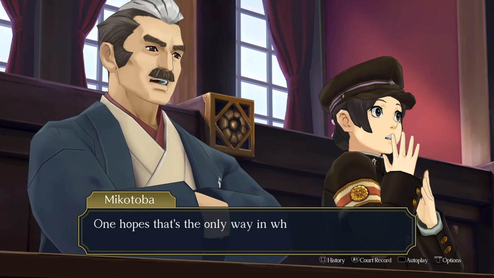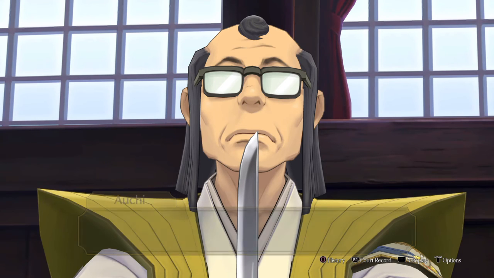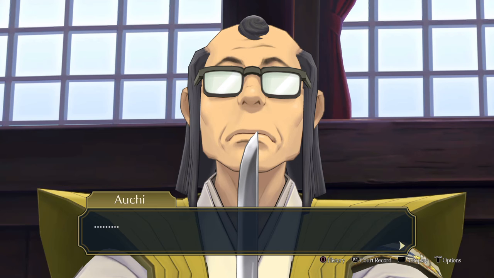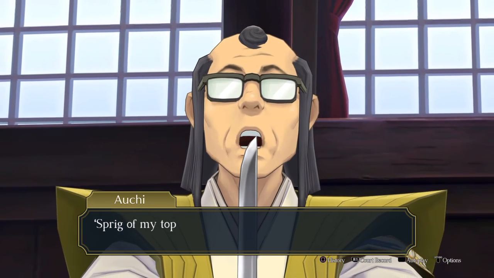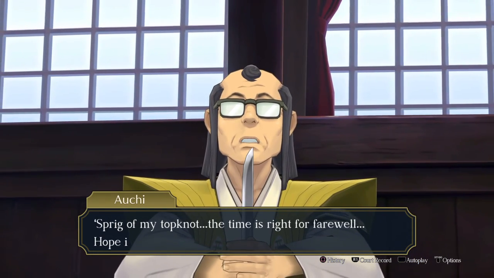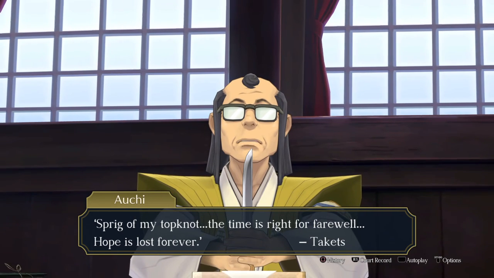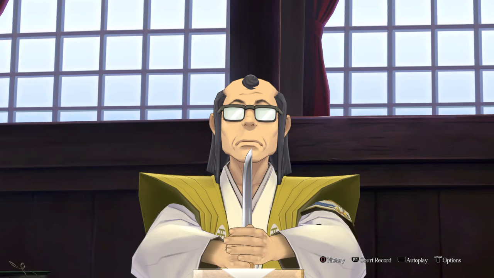Auchiism? One hopes that that's the only way in which he'll be modeling himself after the witness. Okay, come on, man. It's not that serious. Just calm down. Snake of my top-knot. The time is right for farewell. Hope is lost forever. Takasuchi. Oh, it's cutting off his dumb little top knot now? Is that he's gonna do seppuku, but for his hair? That's pretty cheesy. Also, this music's a little over dramatic, but okay.